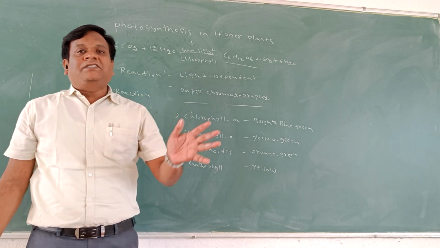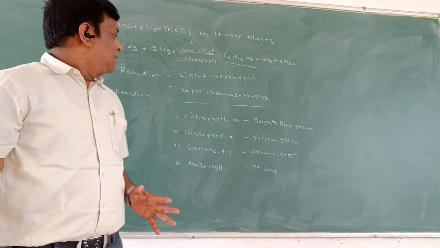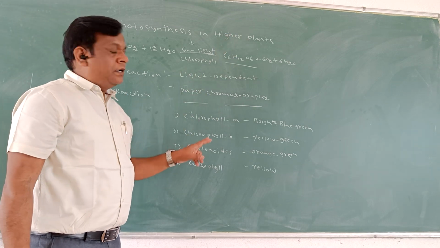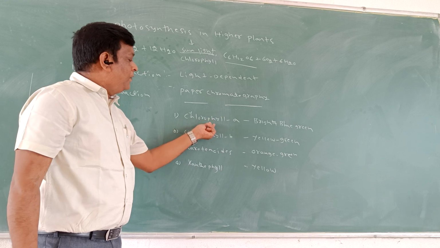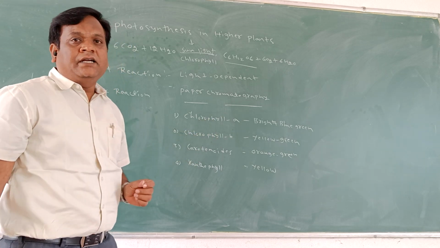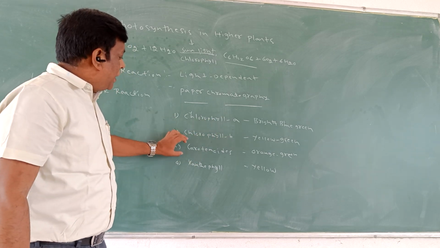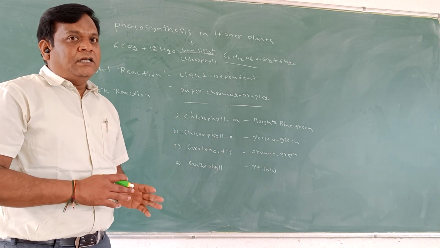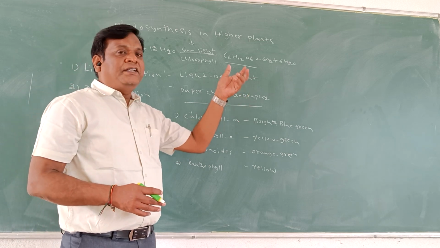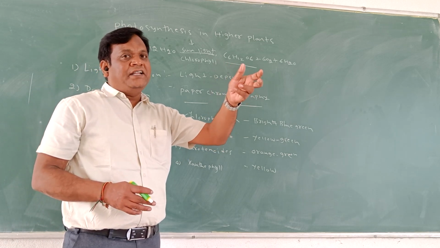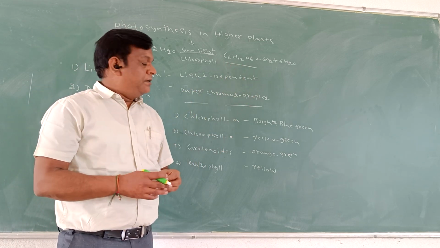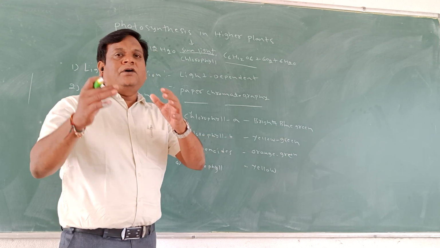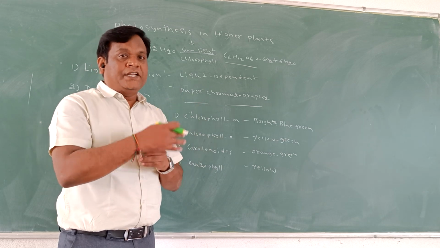Here in these pigments, chlorophyll A we call the main pigment. This is the chief pigment, chlorophyll A, which can form the reaction center. Chlorophyll B, carotenoids and xanthophyll we call the accessory pigments. Chlorophyll A forms the reaction center in the light reaction. Chlorophyll B, carotenoids and xanthophyll can absorb the sunlight and transfer it to chlorophyll A.